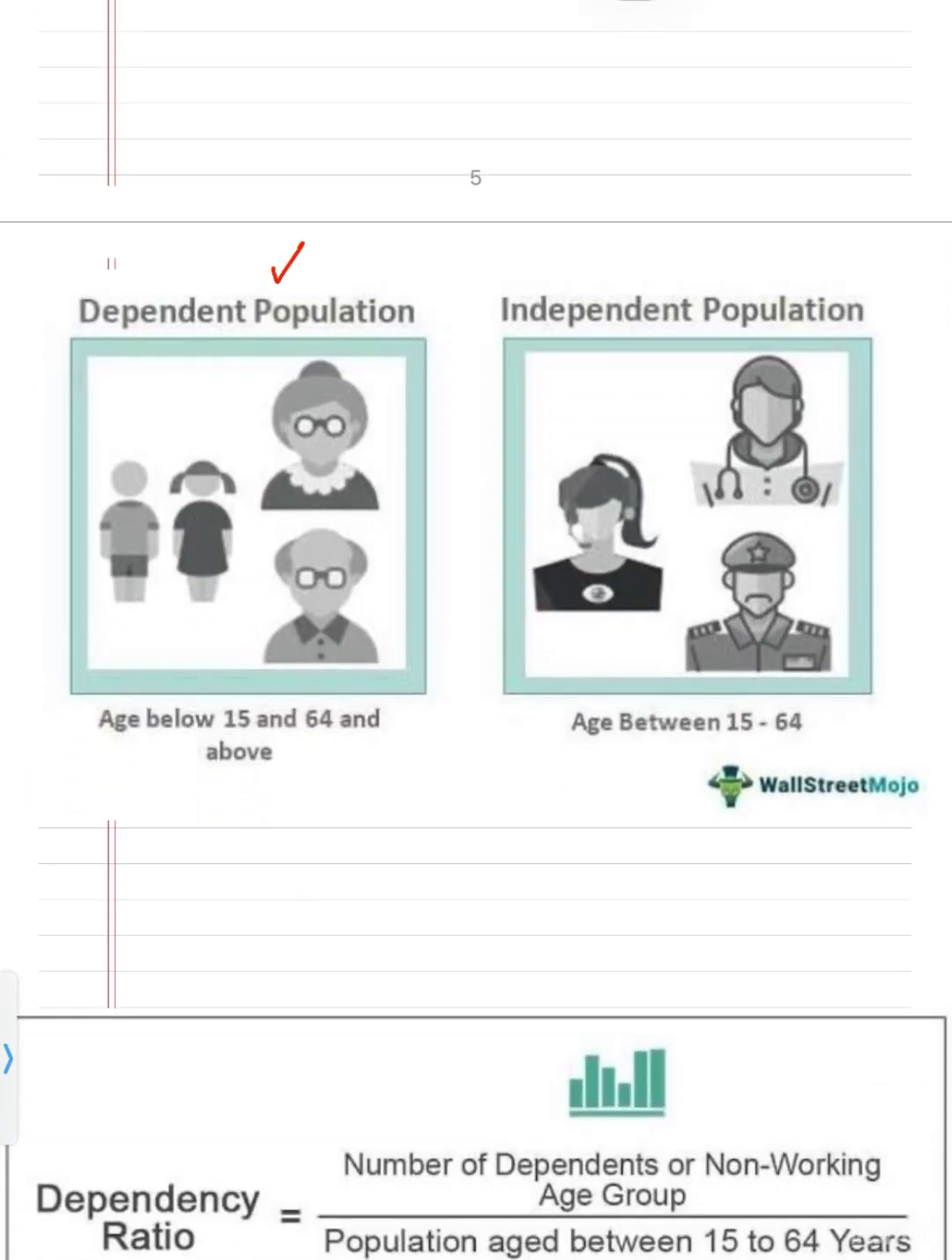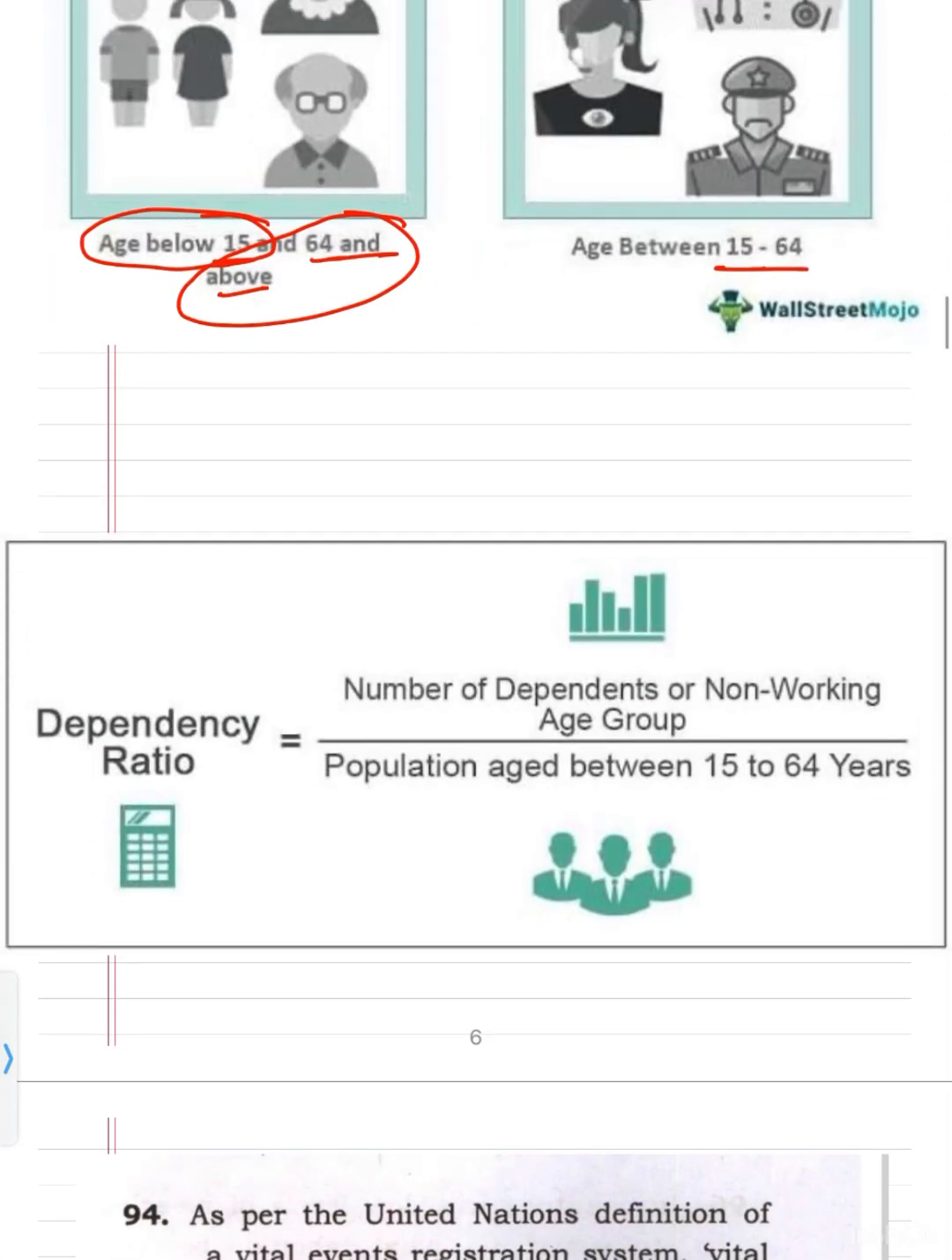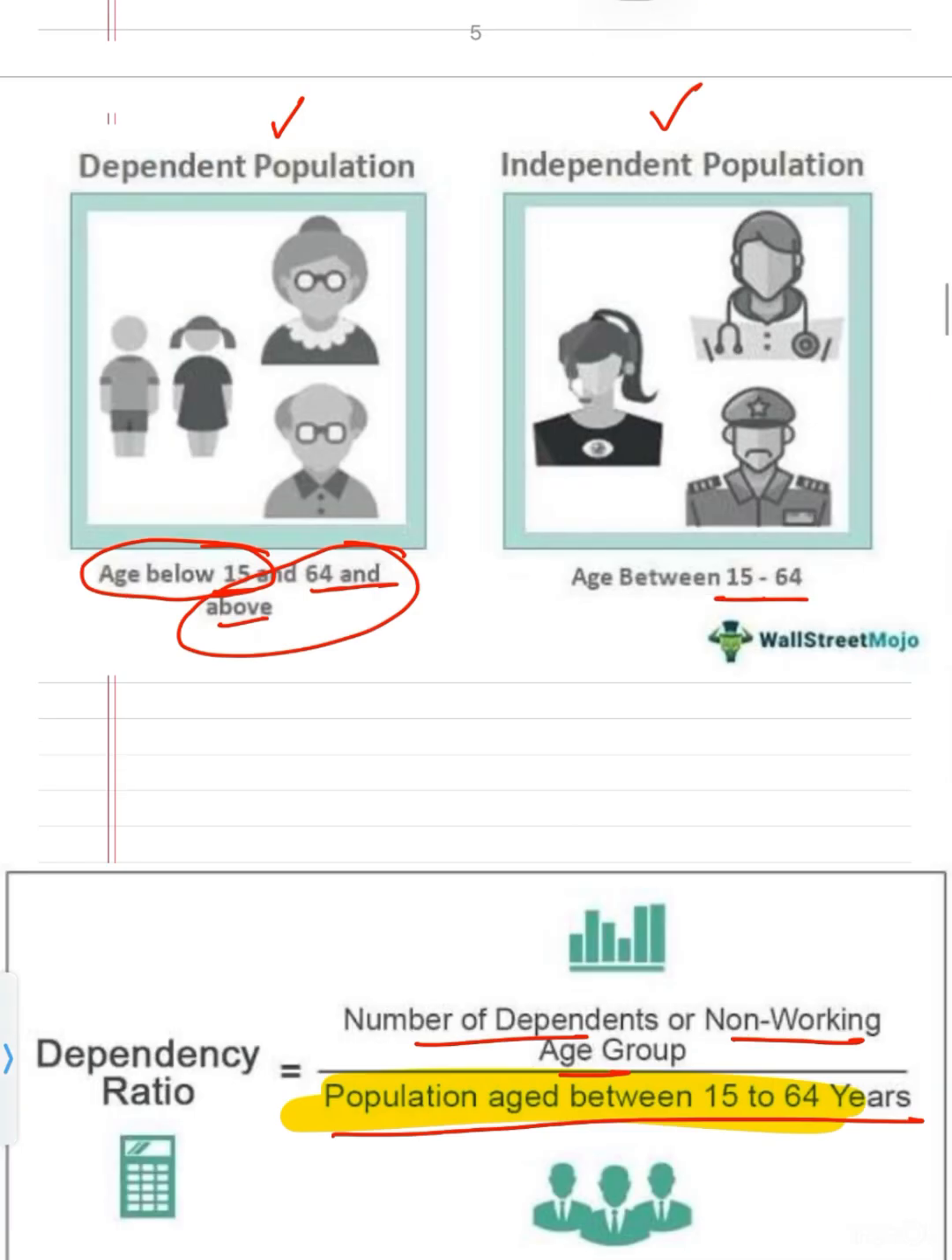So we know there is a dependent population and an independent population. The dependent population are those having age below 15 and 64 and above, so more than 65. Because in India, below 15 years you cannot do work, and above 65 you have to retire, and you are generally considered dependent. And the independent, earning population are those between 15 and 64. So the dependency ratio is the number of dependent or non-working age group upon the population aged between 15 and 64 years. So in the dependency ratio, our denominator will be the population aged between 15 and 64 years.